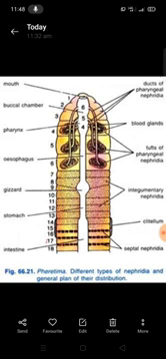So that is called as the next one, that is the pretesticular nephridia.